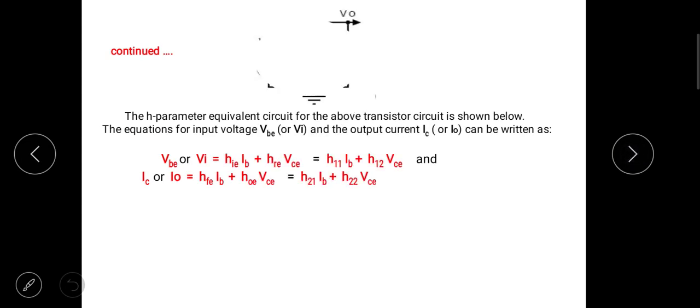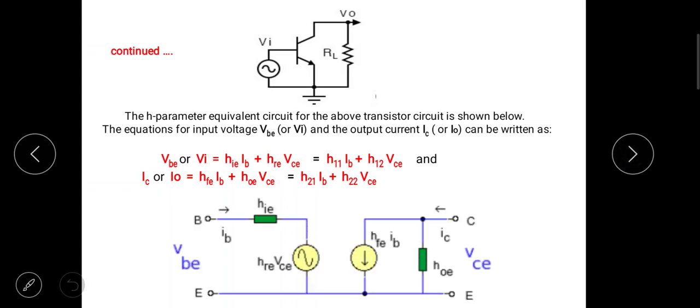Now here also we are interested in finding the hybrid equivalent circuit for common emitter transistor mode. Now see, as usual the circuit is shown above. This is the general circuit of CE mode and we are interested in finding its hybrid model or H parameter equivalent circuit. Now in this circuit, I try to concentrate on the equations.